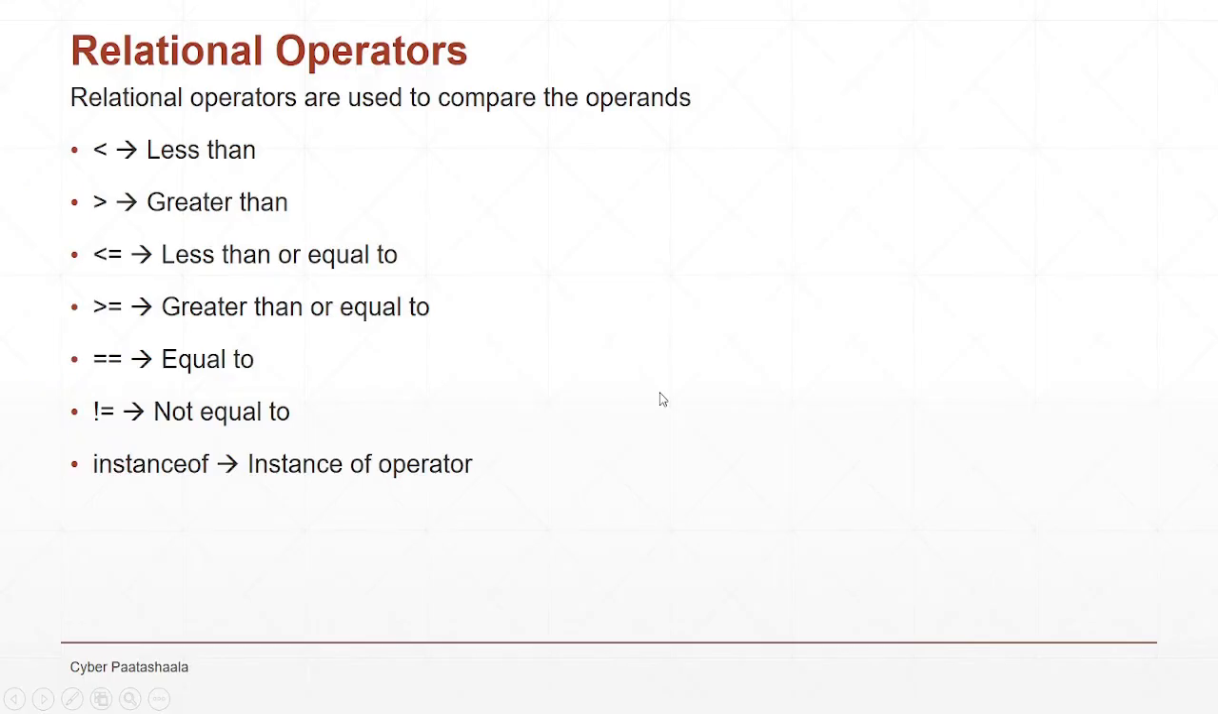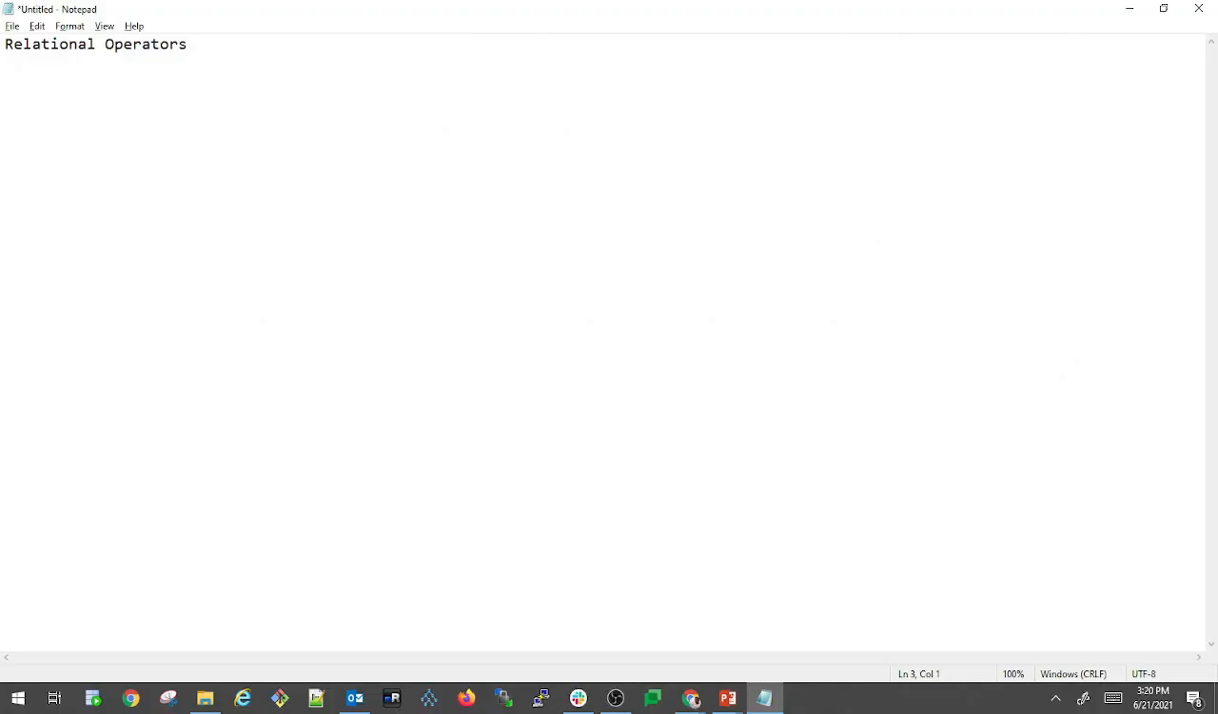Relational operators. The relational operators are used to compare the operands, whether one operand is less than or greater than, or less than or equal to, or greater than or equal to the other operand. You can do these kinds of comparisons with the relational operators. These are the listed relational operators that we have: less than, greater than, less than or equal to, greater than or equal to, not equals to, and instanceof. Let us quickly discuss all these relational operators. Less than operator.